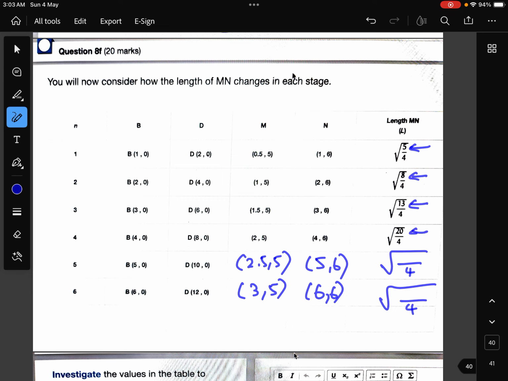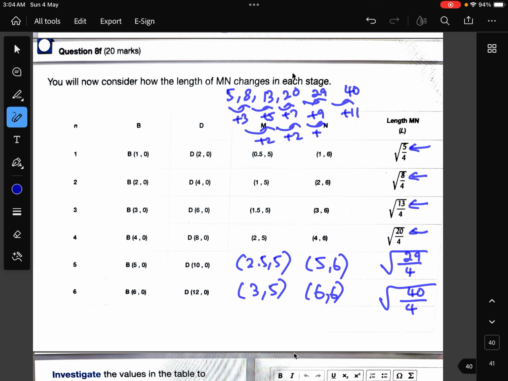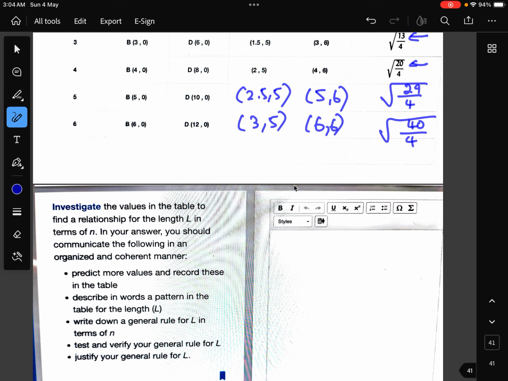So we do know that 5, 8, 13 and 20, this is adding 3, this is adding 5, this is adding 7. So we know that the next one is just going to be adding 9, and the last one is going to be adding 11. So this is going to be 29, and this is going to be 40 here. Okay, and this actually kind of reminds us of a nice little sequence, which is what we call the quadratic sequence, because the second difference is always going to be the same here. Okay, so that should help us with the first part of it.